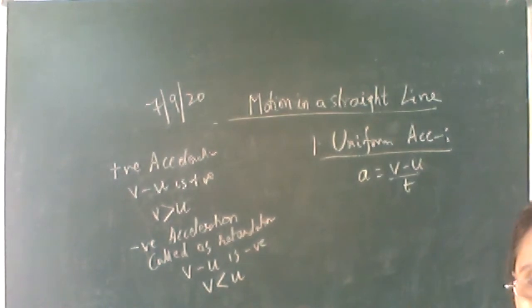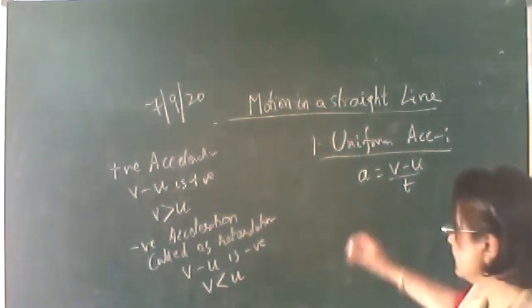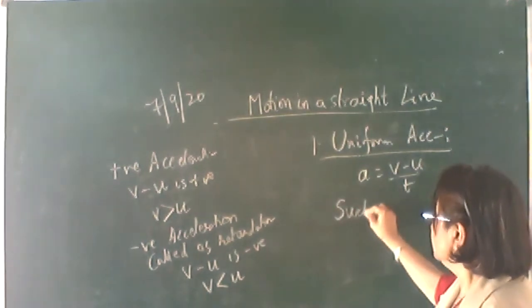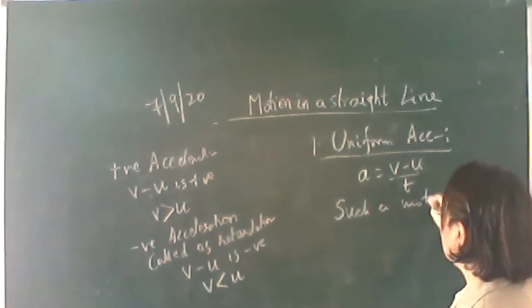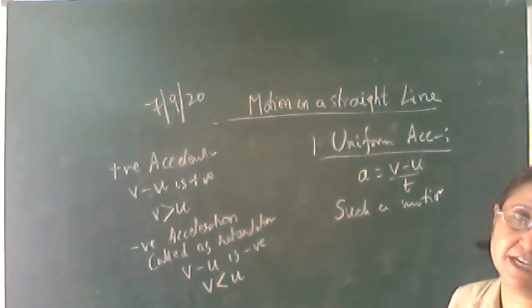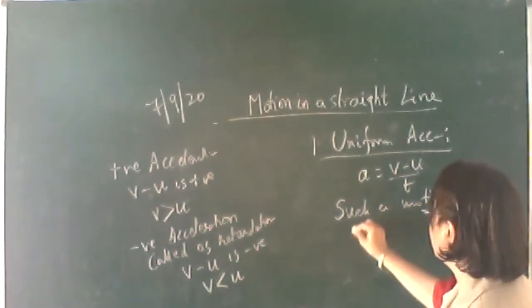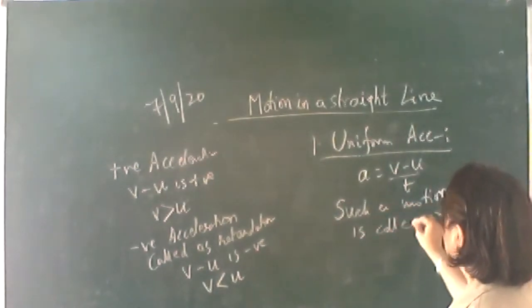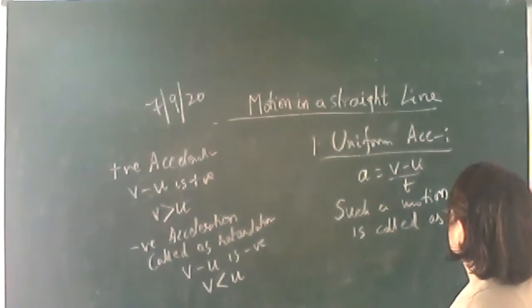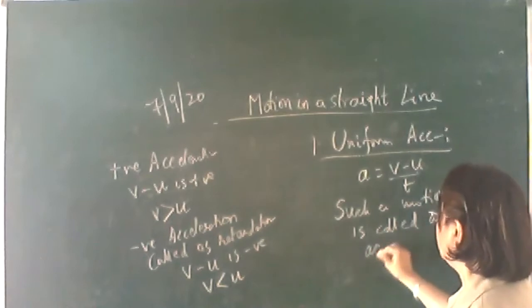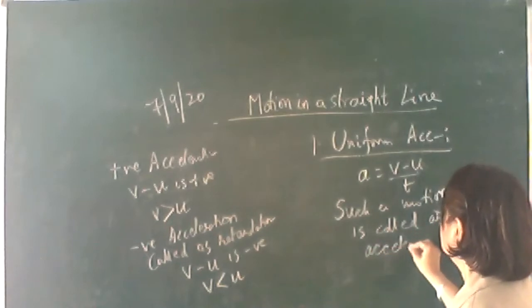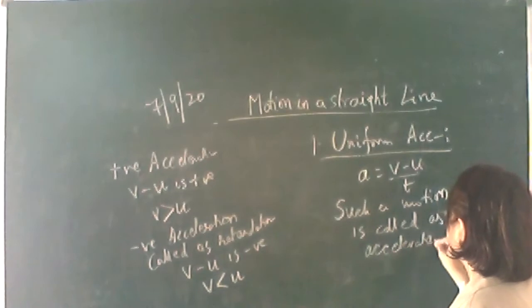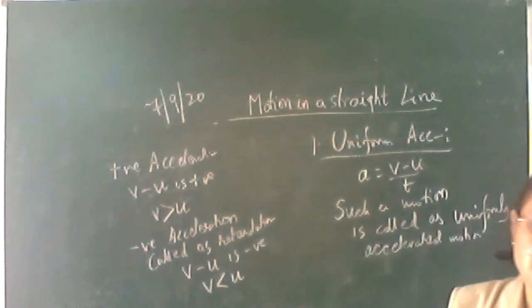And such a motion is called as uniformly accelerated motion. Okay, this motion we call it as uniformly accelerated motion.